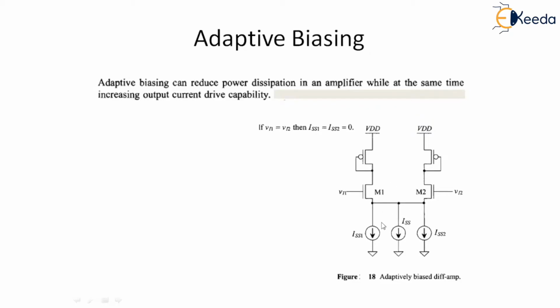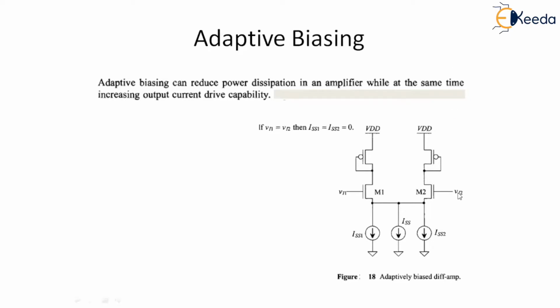Here, shown in figure 18, it is very helpful to illustrate the idea. When VL1 and VL2, both these gate voltages, are equal, then the current sources ISS1 and ISS2 are zero, that is they are open, and the differential amplifier DC tail current is simply ISS, the same as in the case of an ordinary biased differential amplifier. And if VL1 becomes larger than VL2, the current source ISS1 increases above zero, which effectively increases the differential amplifier DC bias current.